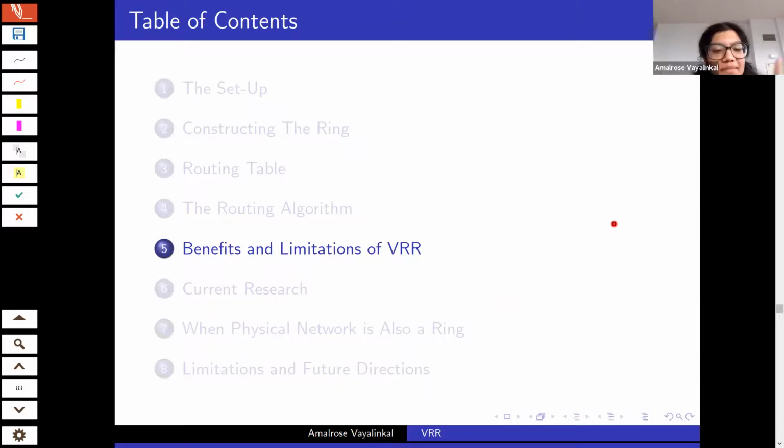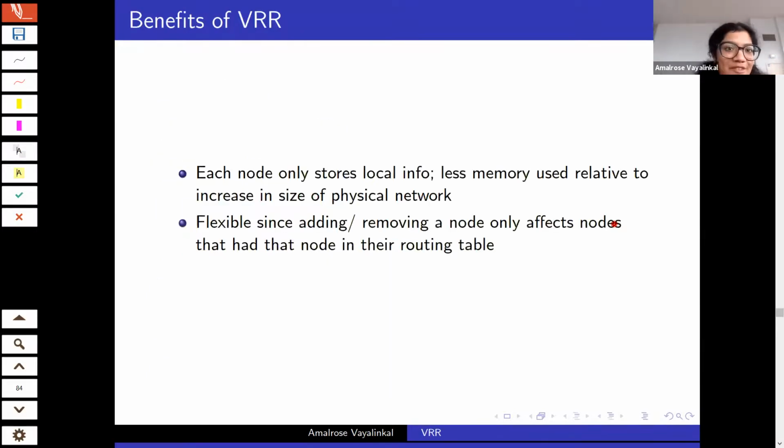So while this lack of loops seems to be quite a benefit to VRR, there are other routing schemes, I think, that also don't exhibit loops. So let's talk a bit more specifically about the specific benefits of virtual ring routing, right? The main one is that each node only stores local information. So less memory is used relative to the increase in size of the physical network, right? Because you're only really keeping track of your physical neighbors, your virtual neighbors, and any nodes that pass through you.